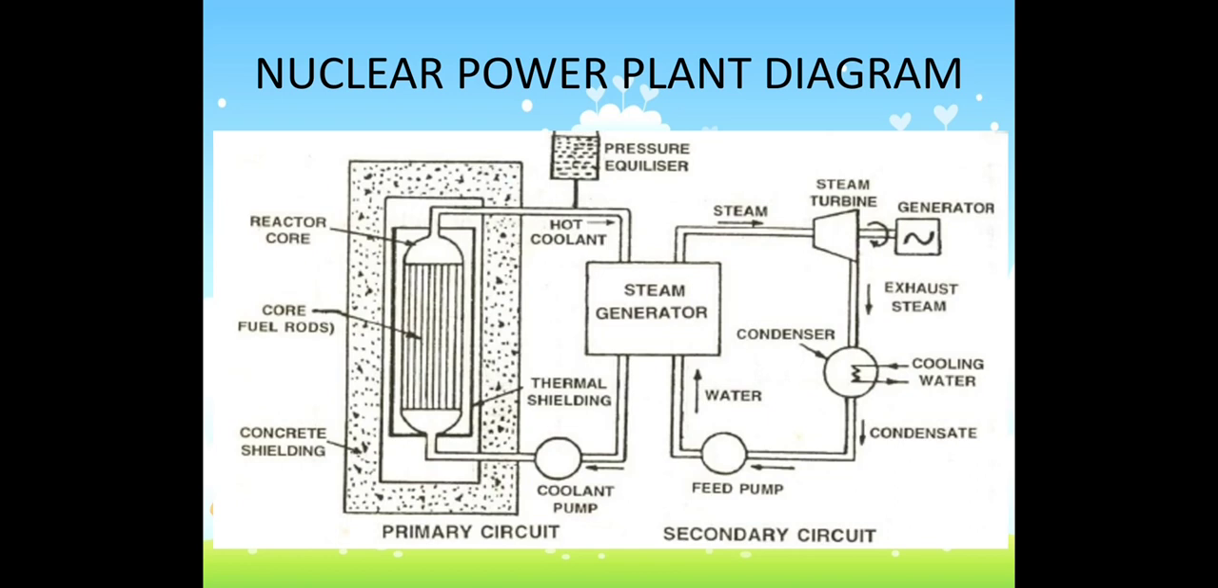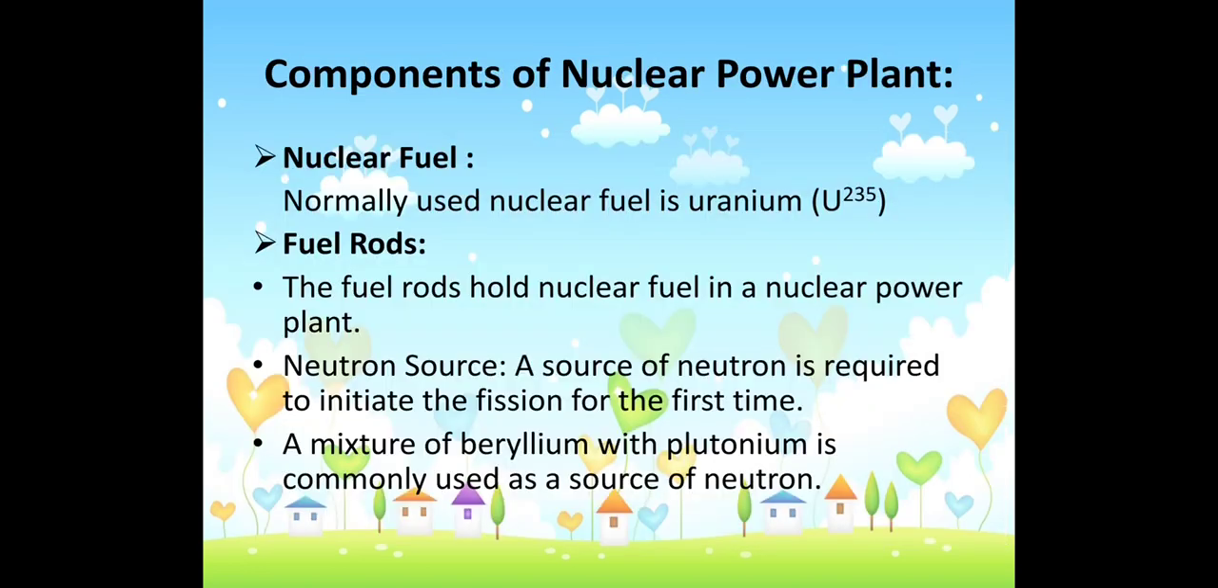It has two circuits, the primary circuit as well as the secondary circuit. The primary circuit has the nuclear reactor core, concrete shield, thermal shielding, the coolant pump, and then the steam generator. Another name for the steam generator is boiler, and it is also a heat exchanger. The secondary circuit has the steam turbine, generator, condenser, and then again the steam generator. The steam generator is connected between the primary circuit and the secondary circuit.